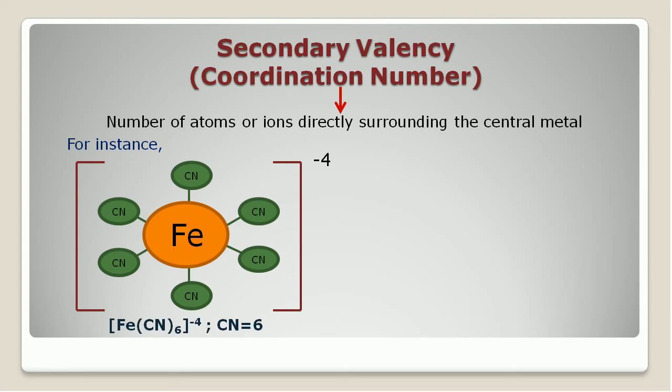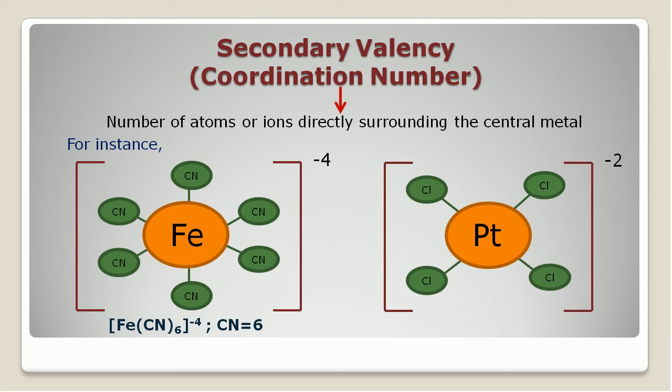In another example, if we consider platinum as the central metal atom, which is bonded to 4 chloride ions, then its coordination number will be 4. Now, let us clear our concept about the primary and secondary valency by understanding them with examples.